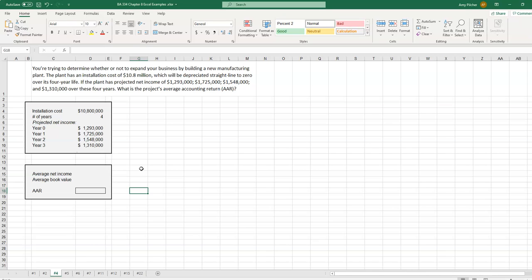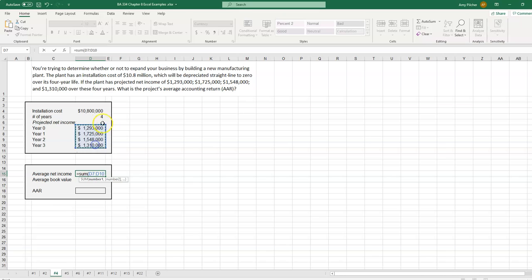So when we run into multiple ways to calculate something, we use whatever our textbook is using. Our textbook uses the average net income divided by the average book value. So we would take our average net income, which is the sum of all of our cash flows, divided by the number of years for the project.